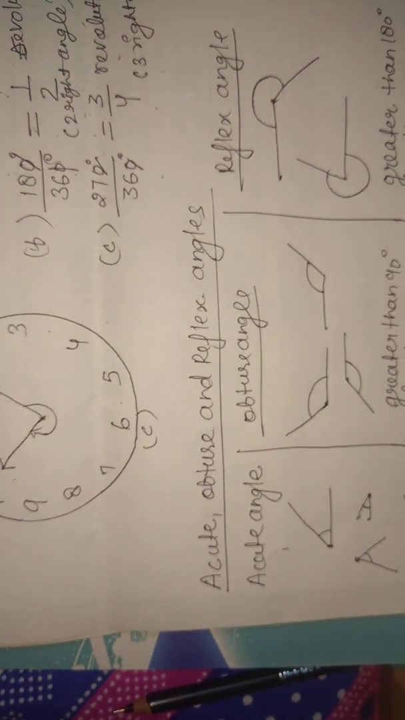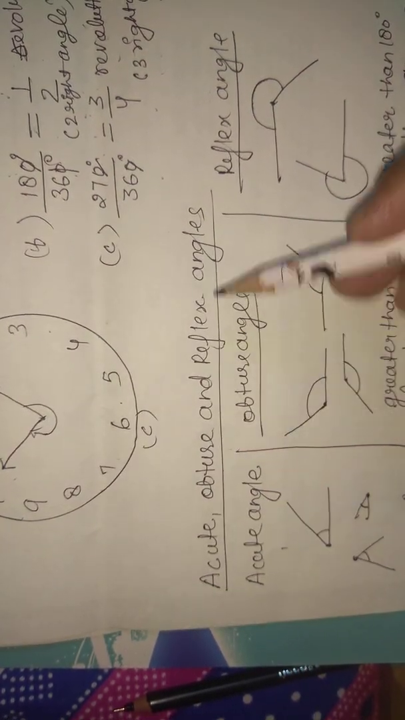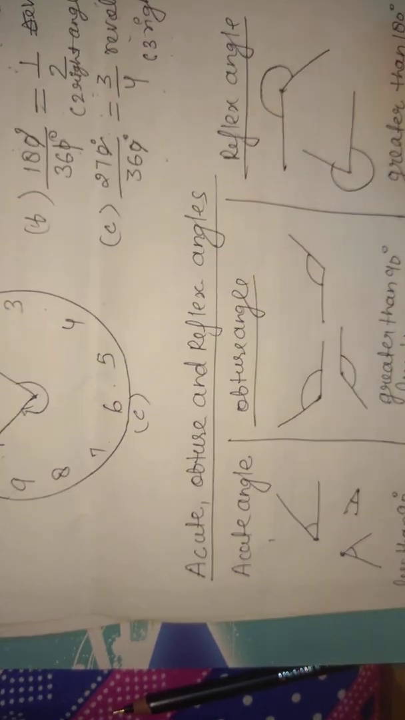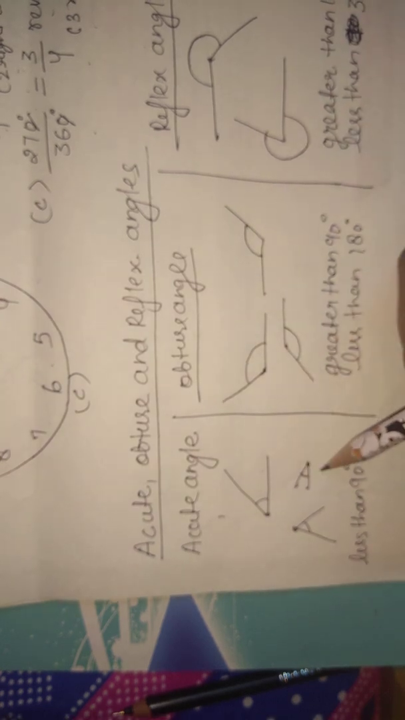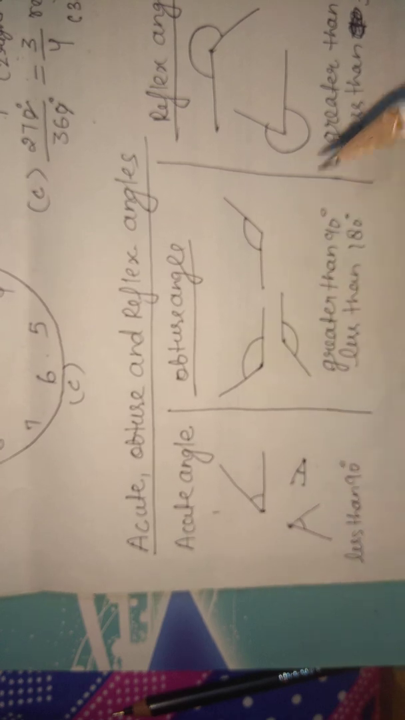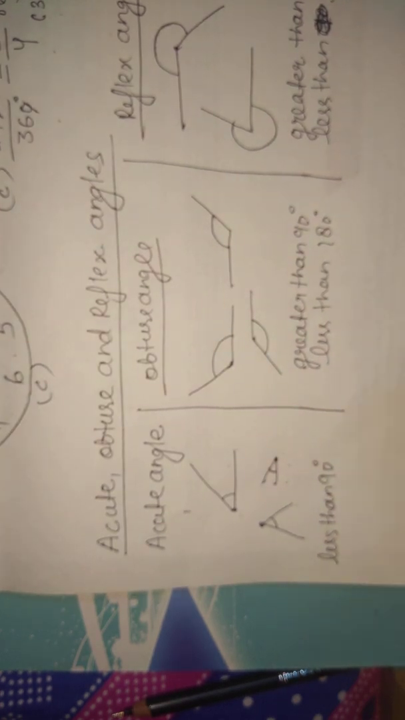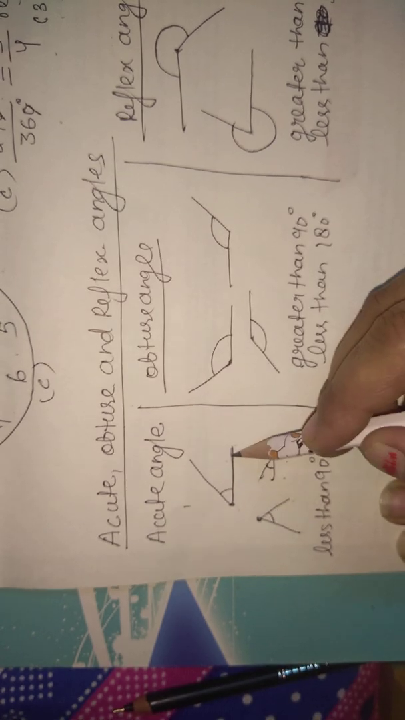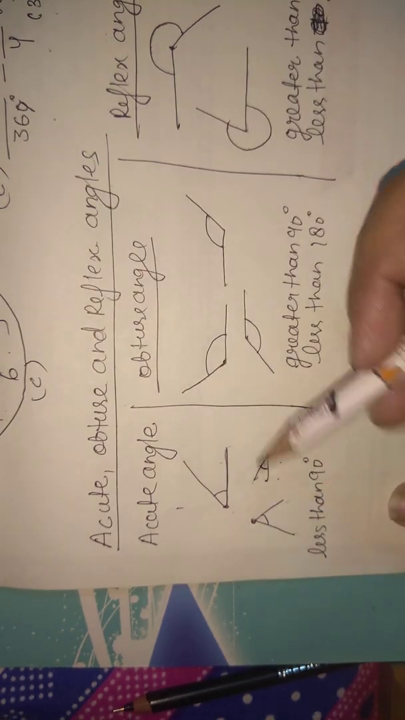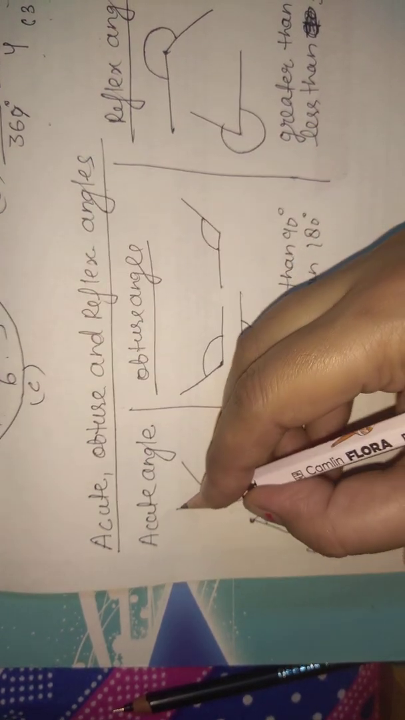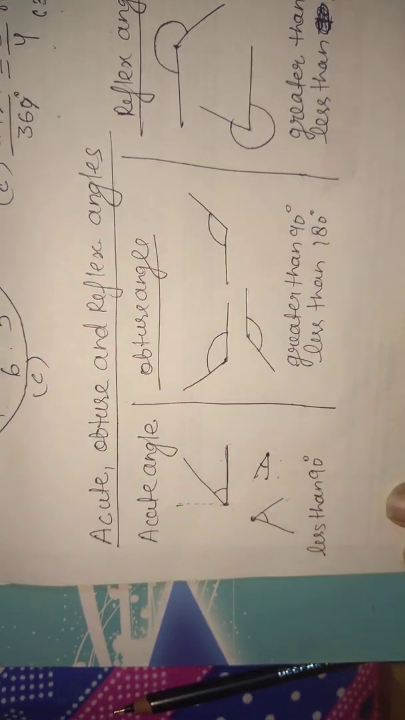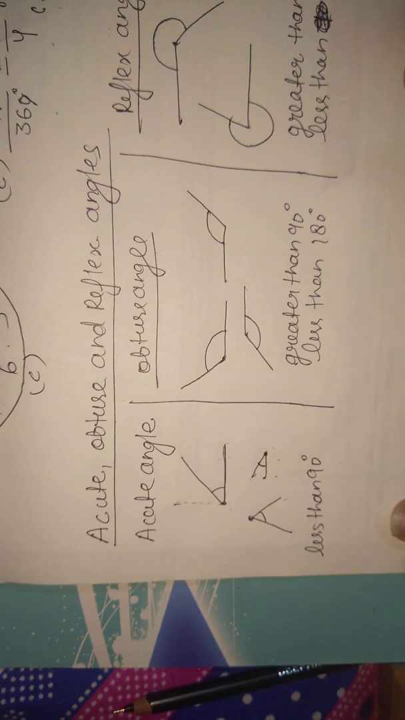Now there are three angles: acute, obtuse and reflex angle. Acute angle: an angle less than a right angle is called an acute angle. It can be drawn like this, or like this. You have to identify it by measuring: take a base and put a protractor on it, and you can find it. And by observation you can also say that it is less than 90 degrees. So just draw a line and check it out. It is less than 90 degrees, so it will be an acute angle.